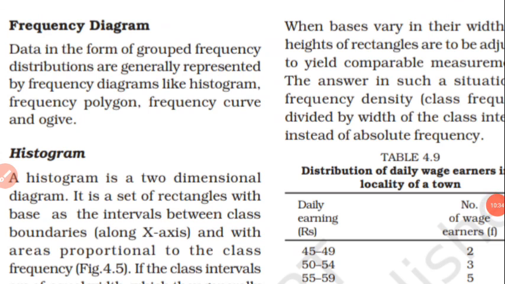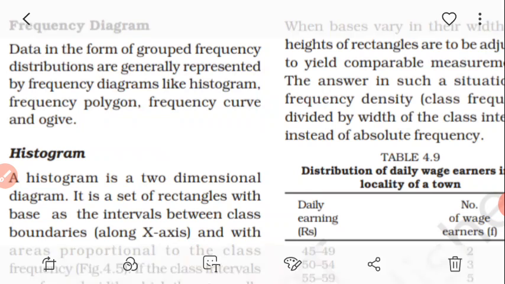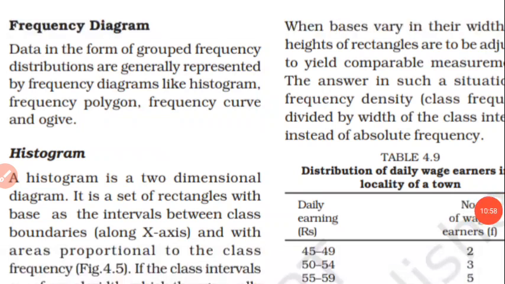Next is the frequency diagram. It is a diagram in which data in the form of a grouped frequency distribution is generally represented by frequency diagrams like histogram, frequency polygon, frequency curve, ogive, etc. Okay, so what is a histogram? It is a two-dimensional figure just like a bar diagram, okay, in which we represent the data. So is it clear? The rest of the things are also prepared like this.